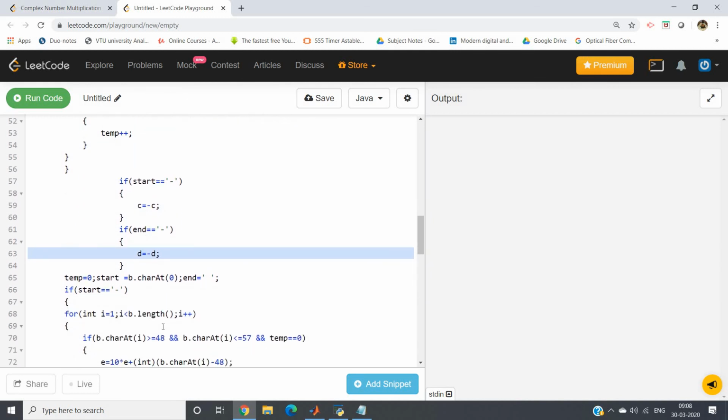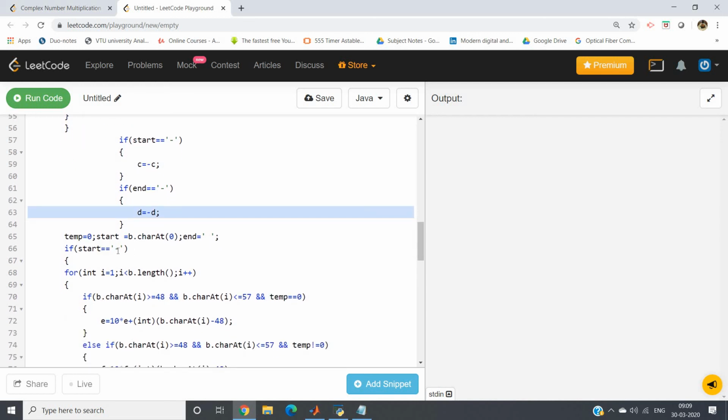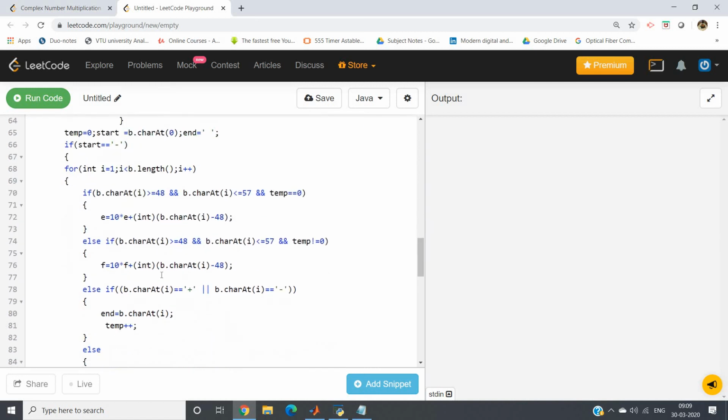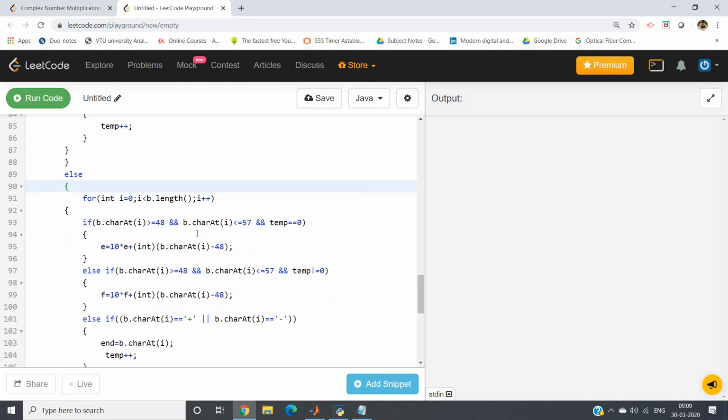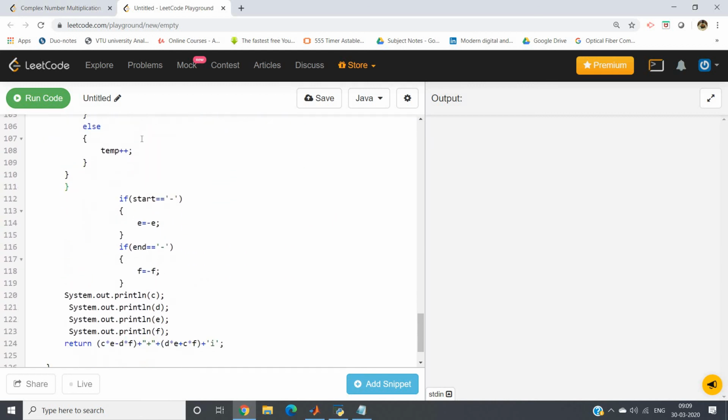Then perform the same thing for the other string b. Temp equal to 0, start equal to b.charAt(0), end equal to one space. Then if start equal to minus, traverse from 1, the second character of string b, then follow the same rule. Else, if the start is not a minus character, then we have to traverse from the beginning: for int i equal to 0, i less than b.length, i plus plus, and follow the same algorithm. After that, again we give the sign: if start equal to minus, e equal to minus e; if end equal to minus, f equal to minus f.